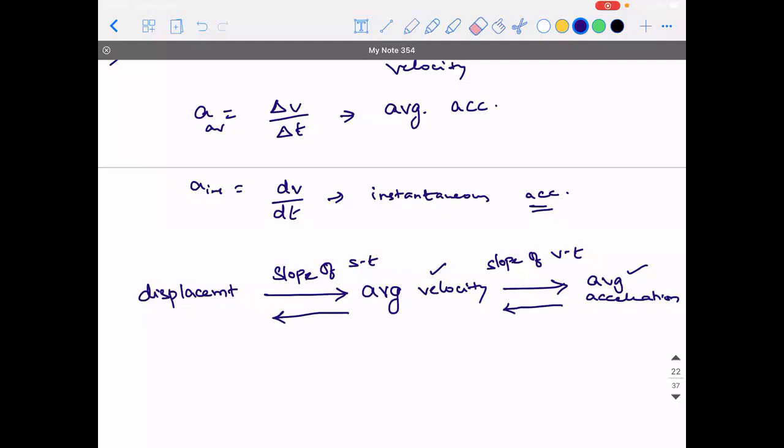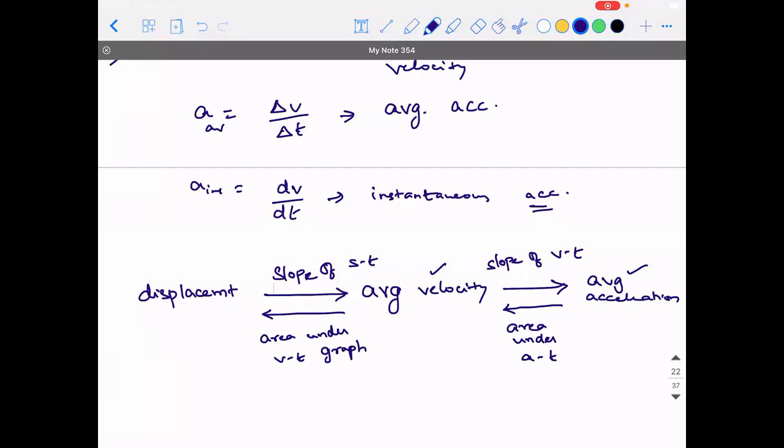find the average velocity, then I will find the area under acceleration time graph. And here I'll find the area under velocity time graph. Guys, did you understand what I told?